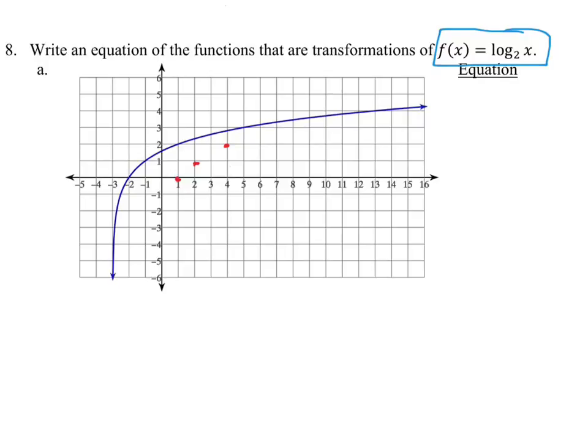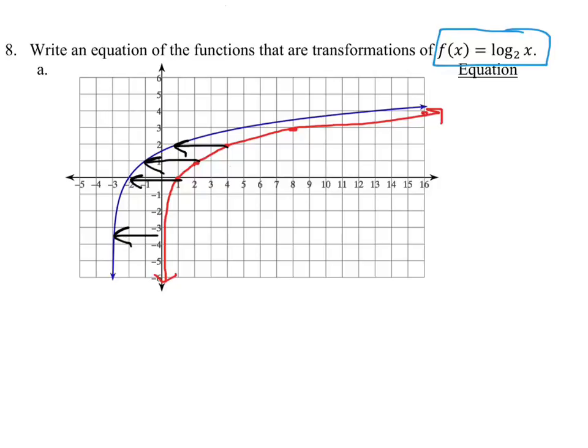So I've got log base 2 of 1 is 0, log base 2 of 2 is 1, log base 2 of 4 is 2, log base 2 of 8 is 3, log base 2 of 16 is 4. And then I have my vertical asymptote on the y-axis. So I should notice that every single point on this graph has been moved left 3 units. And that includes my vertical asymptote has been moved over 3.